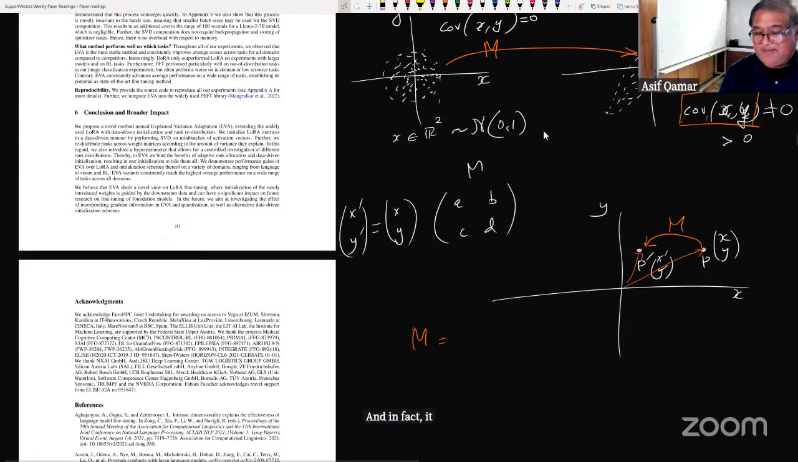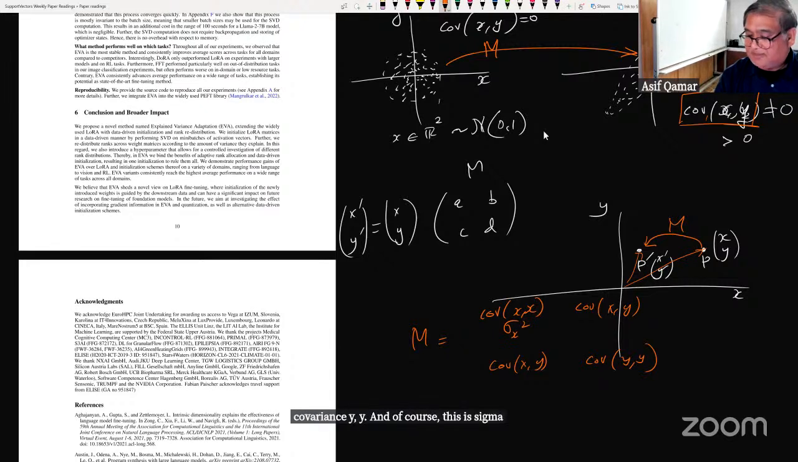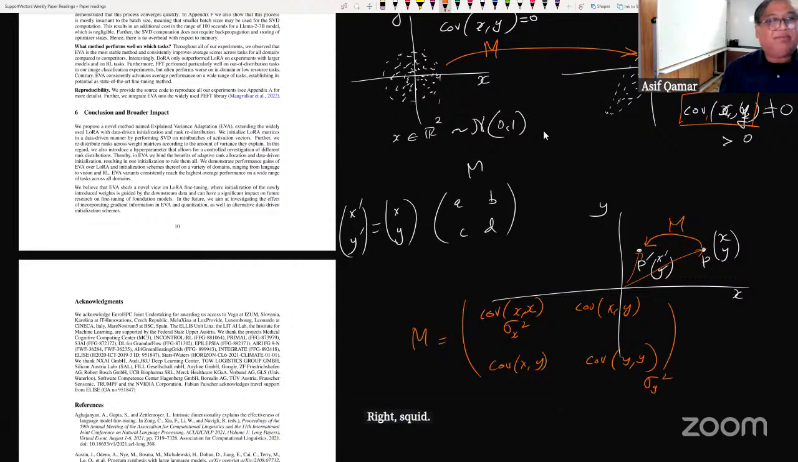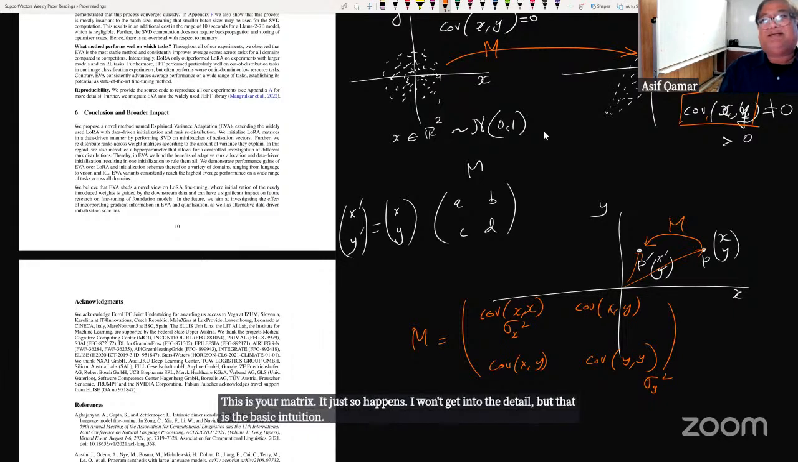That matrix is equal to covariance XX, that is nothing but sigma X squared, covariance XY, covariance XY, covariance YY. And of course, this is sigma X squared, this is sigma Y squared. This is your matrix. It just so happens. I won't get into the detail, but that is the basic intuition, right, of that.